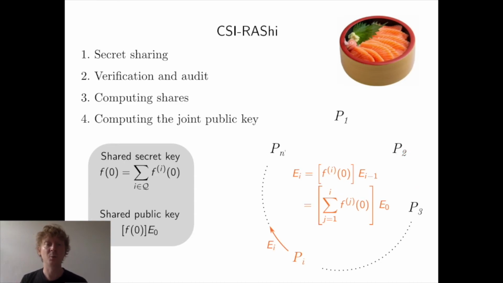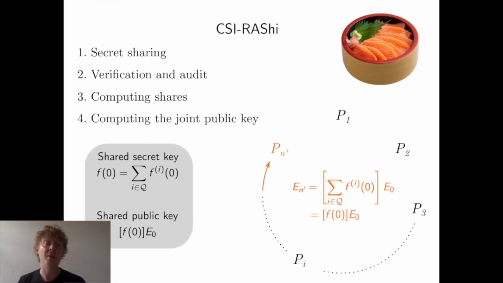This continues all the way until Pn prime computes its action. Then the sum of all of these actions results in the public key. Of course, this is provided that the actions of the players have performed are correct. Since at this point there might still be malicious players in the game, we want players to prove that the action they perform is indeed the action of their polynomial evaluated at 0.